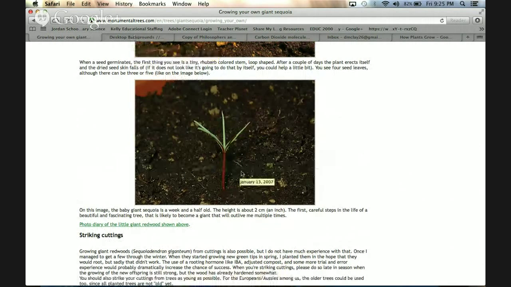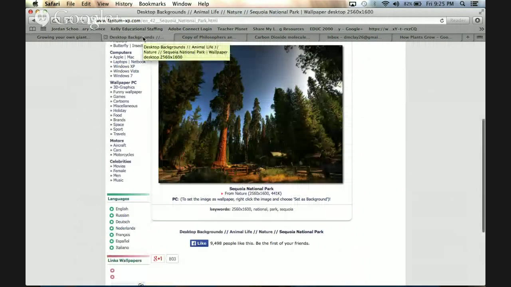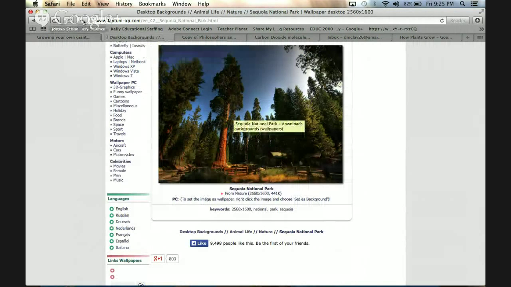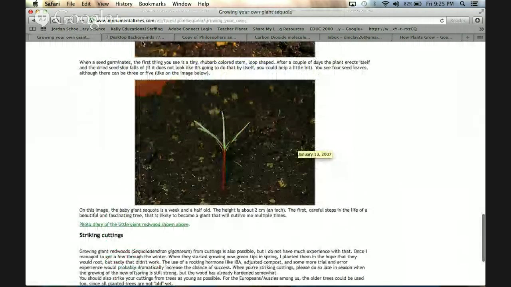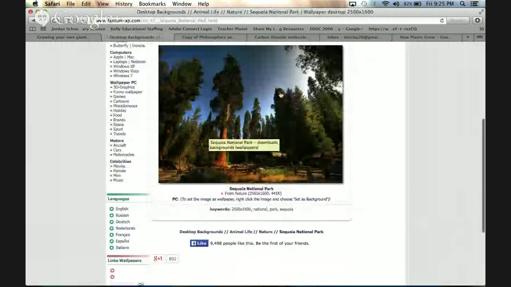Let's see. Sequoia. That's what it says on the screen. So what's another name that we call those? Redwood. Redwood. So how does this little guy like this become this big tree like this? What do you think the process is?